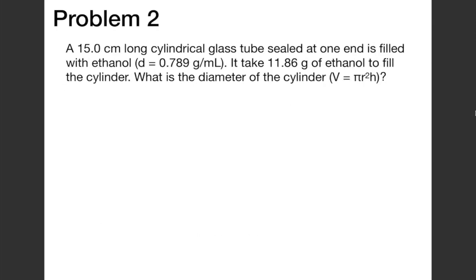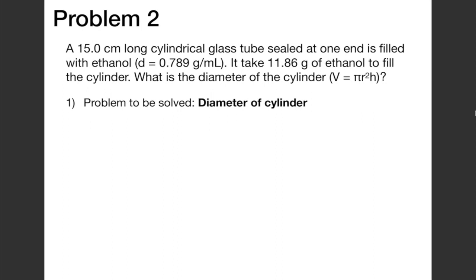In our second problem, we're told that a 15 centimeter long cylindrical glass tube that's been sealed at one end is filled with ethanol. The density of ethanol equals 0.789 grams per milliliter. We're told that it takes 11.86 grams of ethanol to fill the cylinder. What is the diameter of the cylinder? And then we're given the formula for volume of a cylinder, which is equal to pi r squared times the height. The problem we're being asked to solve is the diameter of the cylinder.